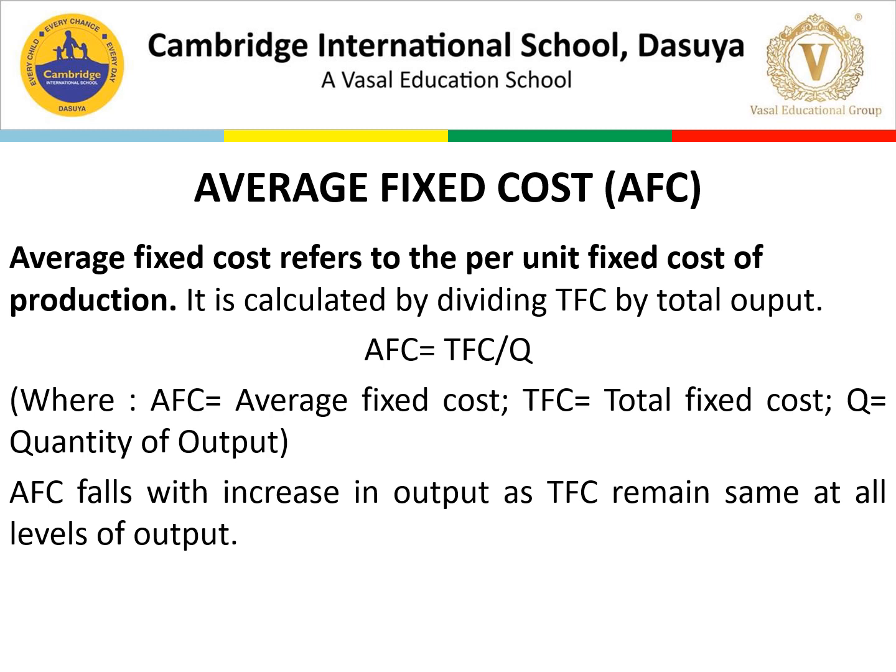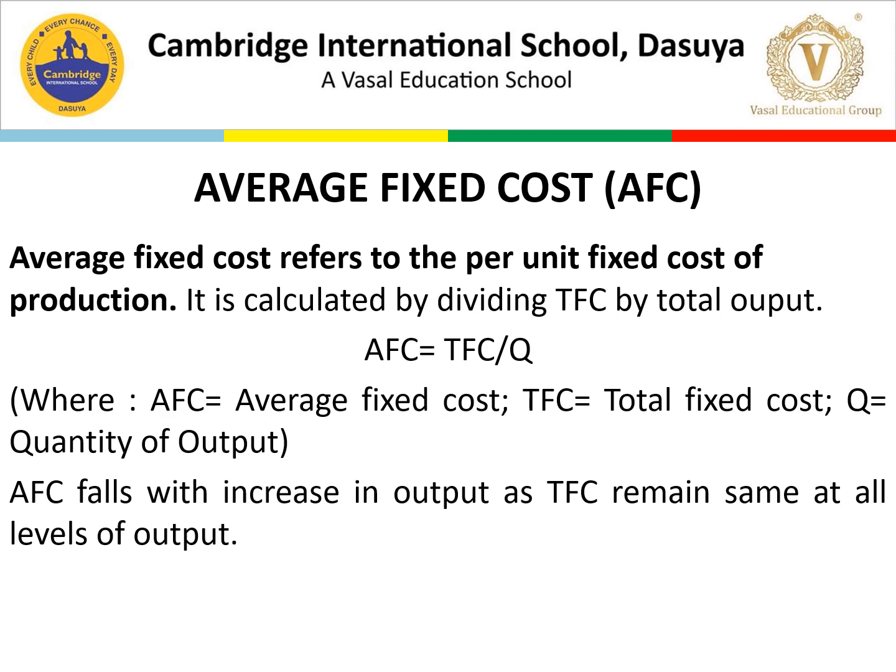Where AFC is average fixed cost, TFC is total fixed cost, and Q is the quantity of output. AFC falls with an increase in output as TFC remains the same at all levels of output. So AFC always falls. When output goes from one to two, two to three, three to four, our average fixed cost always keeps falling down. And TFC was parallel to the x-axis, as we have done in our previous lesson.